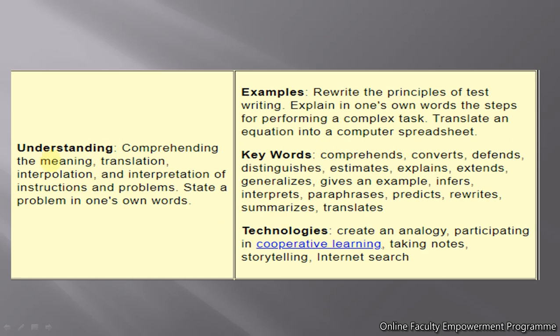The next level, understanding. To initiate this particular level in the learning mechanism, we are supposed to use participative learning, cooperative learning, storytelling. We may encourage the students to search something on the internet. We may encourage them to prepare some notes on their own. You may give some hints, and later on you will encourage the student. By using this mechanism, you may inculcate the process of understanding.